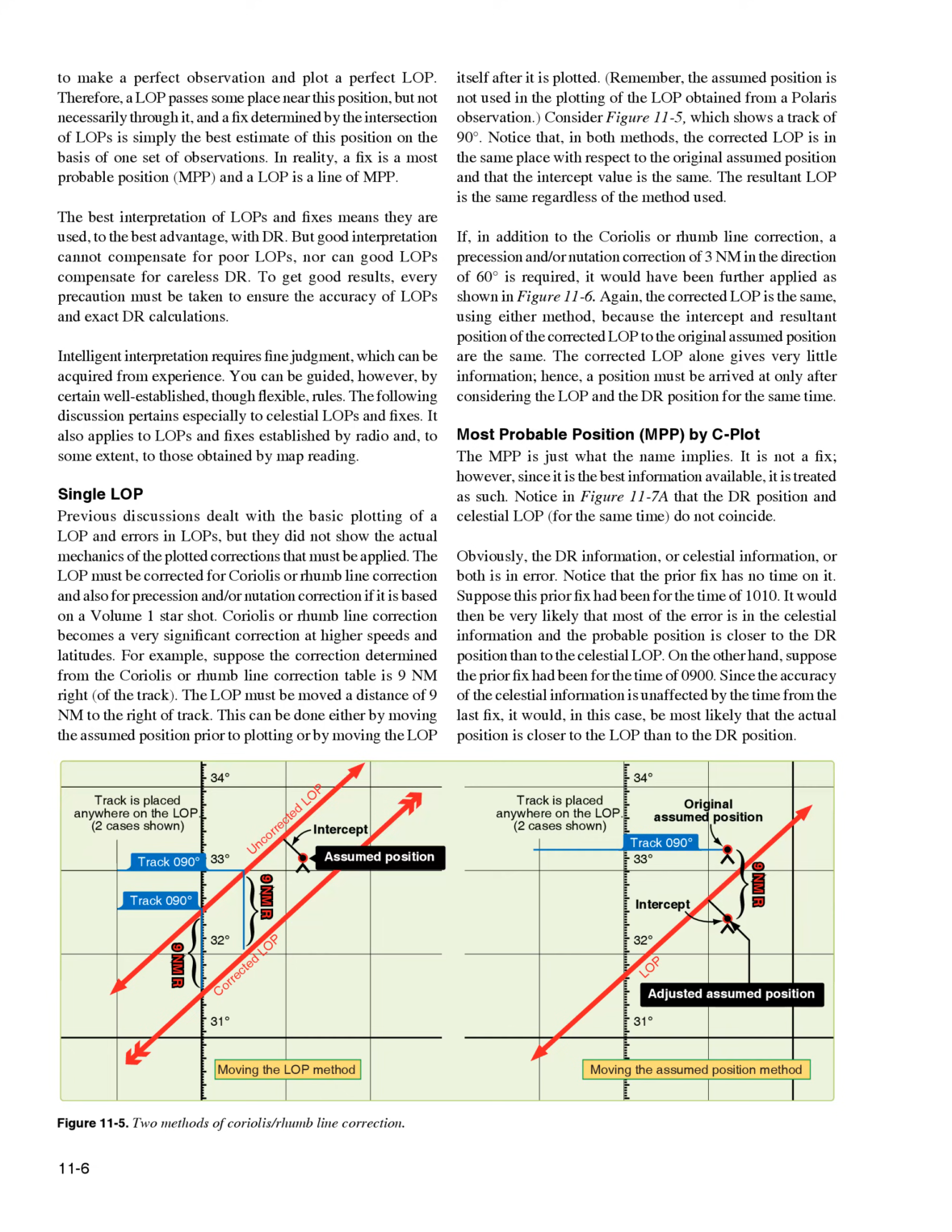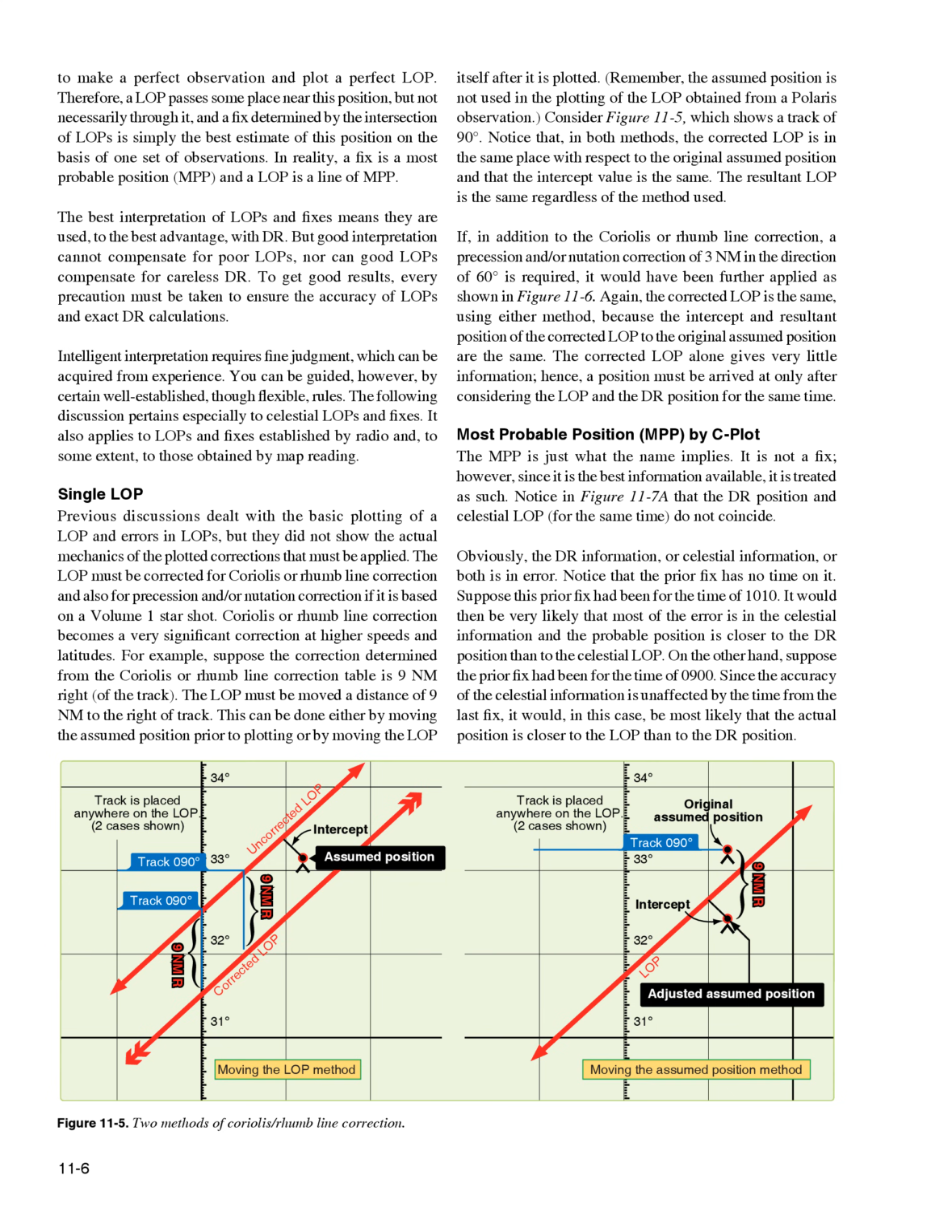Therefore, a LOP passes some place near this position, but not necessarily through it, and a fix determined by the intersection of LOPs is simply the best estimate of this position on the basis of one set of observations. In reality, a fix is a most probable position, MPP, and a LOP is a line of MPP. The best interpretation of LOPs and fixes means they are used to the best advantage.